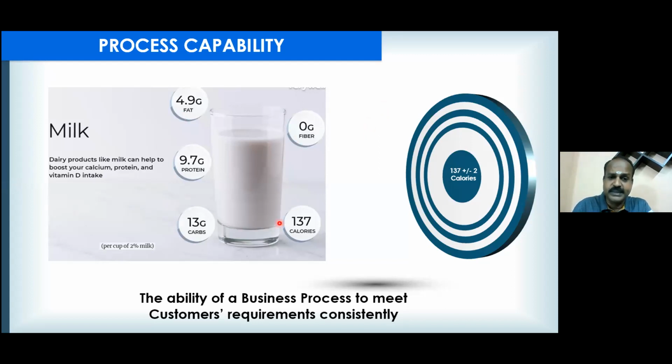And what is the product you are seeing here? A milk, right? Imagine a packet containing milk or a bottle of milk. And you can see certain things written on the bottle. You see here, fiber is 0 gram, calories 137 calories, carbohydrates 13 grams, protein 9.7 grams, fat 4.9 grams. What are these things? These are nothing but the technical specification. Am I right here? Every product will have these kinds of specifications. Am I right or not?